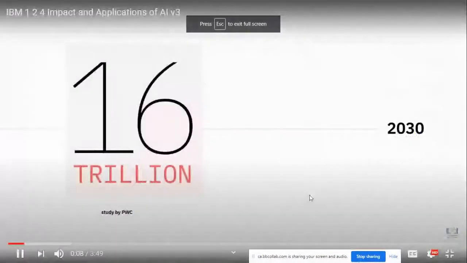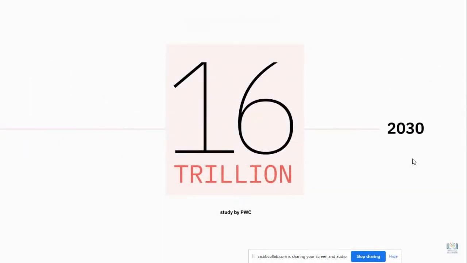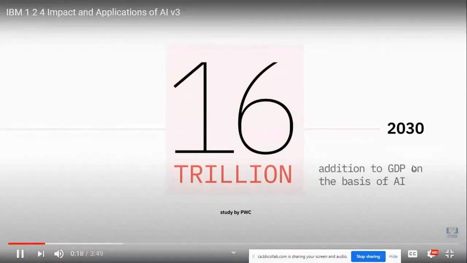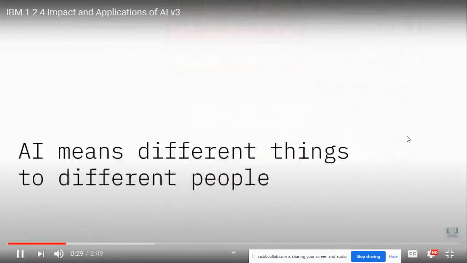AI is here to stay, with the promise of transforming the way the world works. According to a study by PwC, $16 trillion of GDP will be added between now and 2030 on the basis of AI. This is a never-before-seen scale of economic impact, and it is not just in the IT industry. It impacts virtually every industry and aspect of our lives.